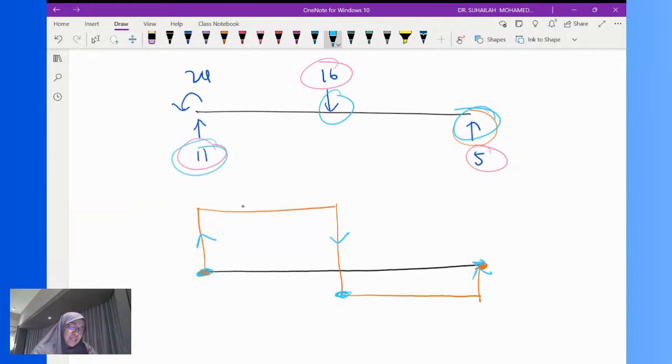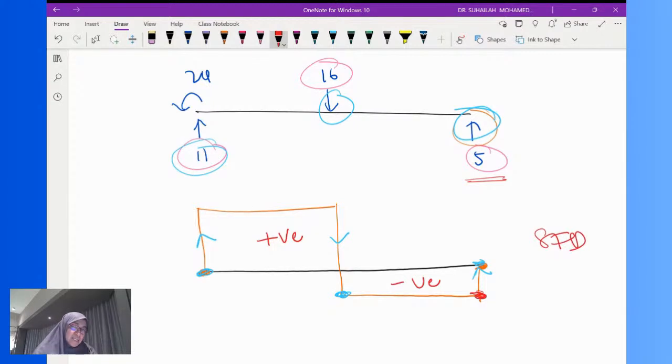So this point is actually negative 5. Don't worry, go straight until the last position, and at the last position we have to follow the arrow, it is going up, so the last position is 0. Okay, this is the shear force diagram. So this is positive value and negative value. This is the shear force diagram.